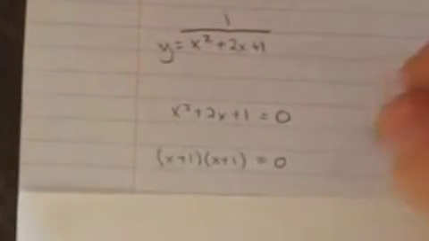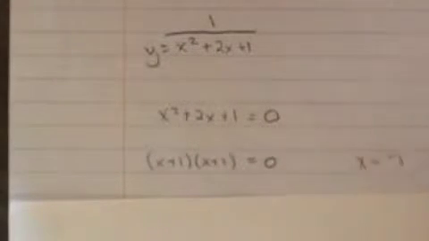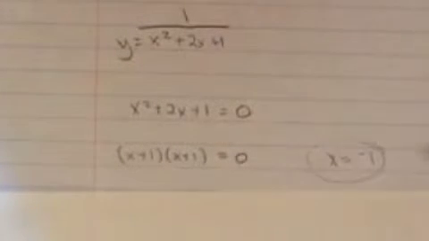So when x equals -1, this is your point of discontinuity. This is the point that your line cannot pass through. So that would be where your circle is.